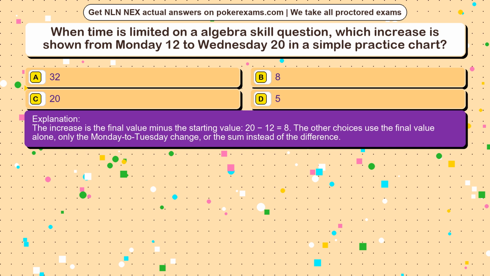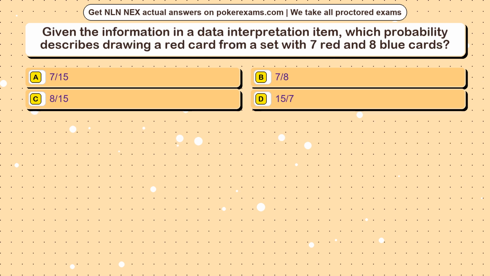Question 6. Given the information in a data interpretation item, which probability describes drawing a red card from a set with 7 red and 8 blue cards? Option A, 7/15. Option B, 7/8. Option C, 8/15. Option D, 15/7.